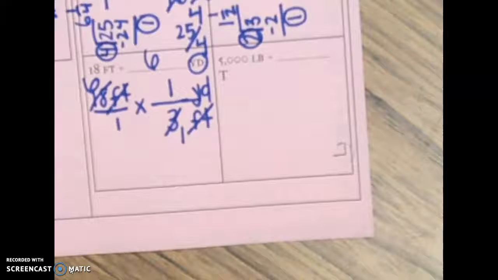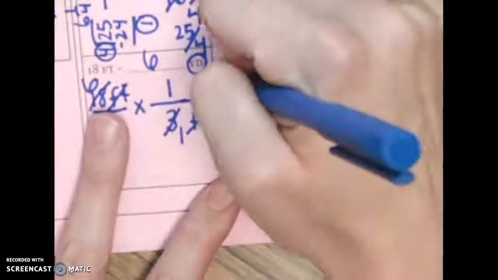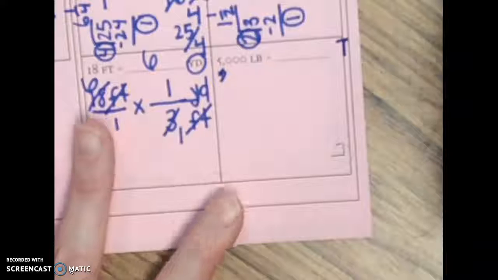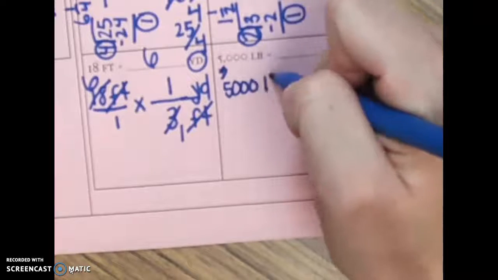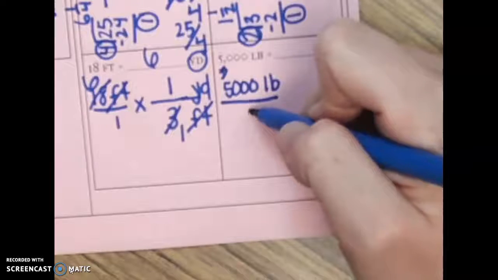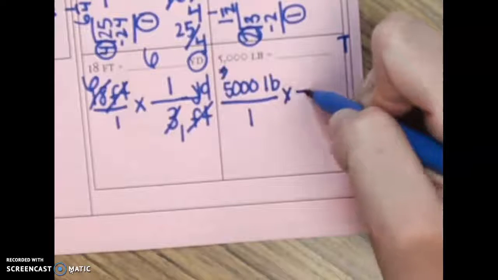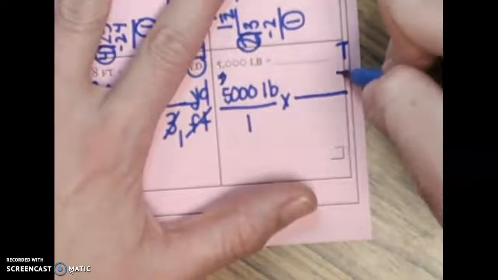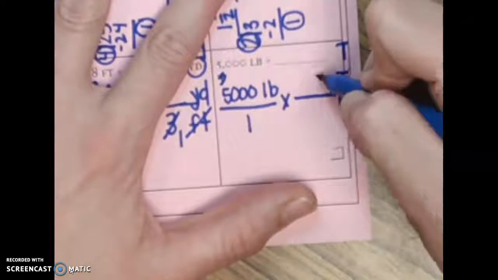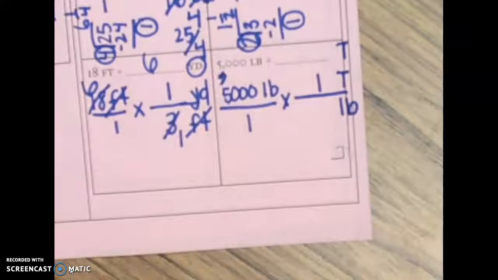Our last one. We're making pounds go into tons. If you don't like that T there, move them up over here. So I have 5,000 pounds over 1, because it's a whole number. Over here, what are we going to have? Tons on top, pounds on the bottom, and 1 ton. How many pounds are there, Addie? 2,000.